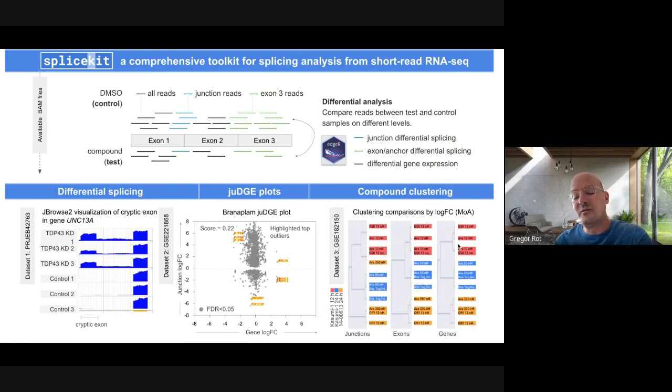And another thing you could do if you have several treatments, you could do clustering at the junction, exon, and gene level in terms of log-fold change. And again, you could see which treatments are more similar in these characteristics.